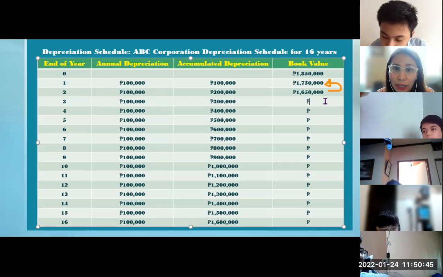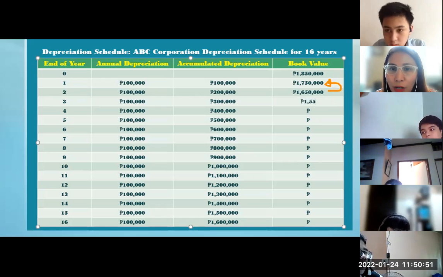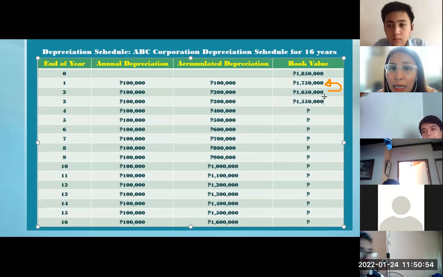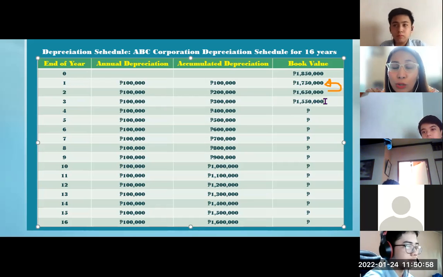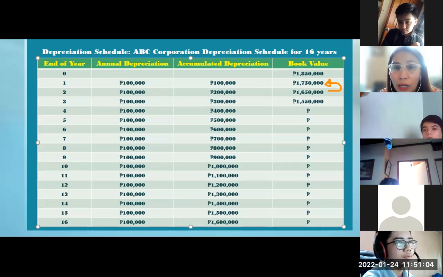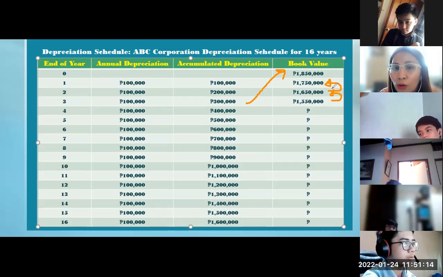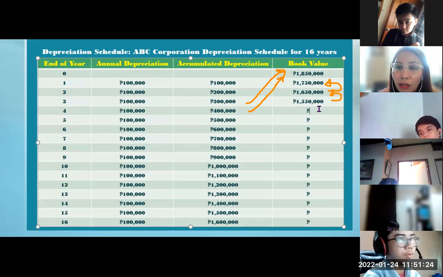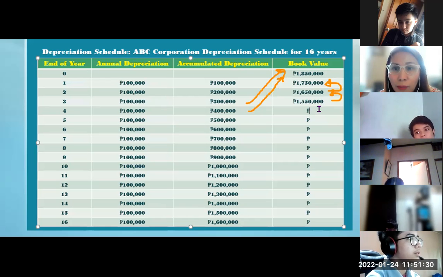Mr. MJ, what's our third year book value? 1,550,000. Okay, correct. It's 1,550,000 pesos na lang kasi we have to subtract or deduct 100,000 pesos from yung 1,650,000. Or yung ganito, 300,000 pesos from 1,850,000 pesos. Okay, pwede rin pa ganyan or ganyan. Okay po, naintindihan? There are two ways to compute. Next, Mr. Quinton. What's our fourth year book value?